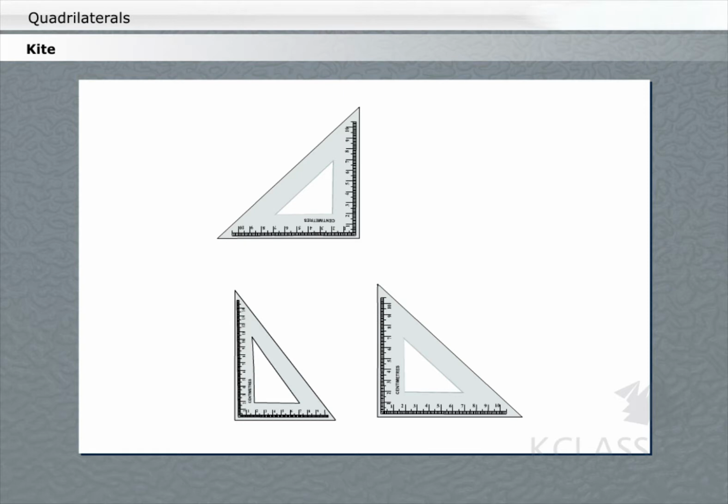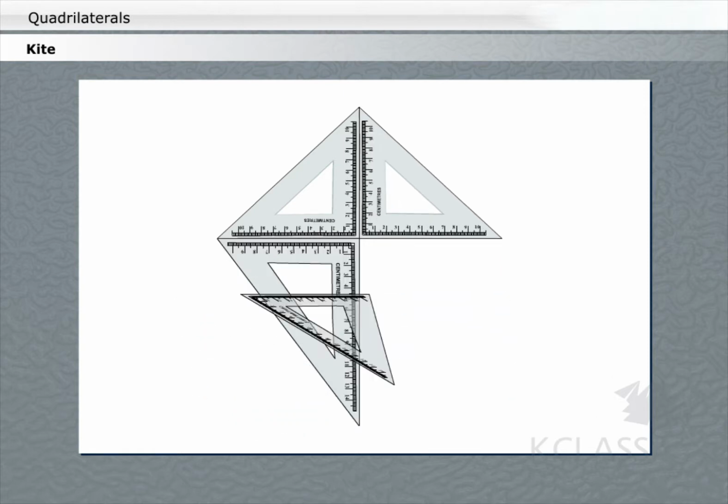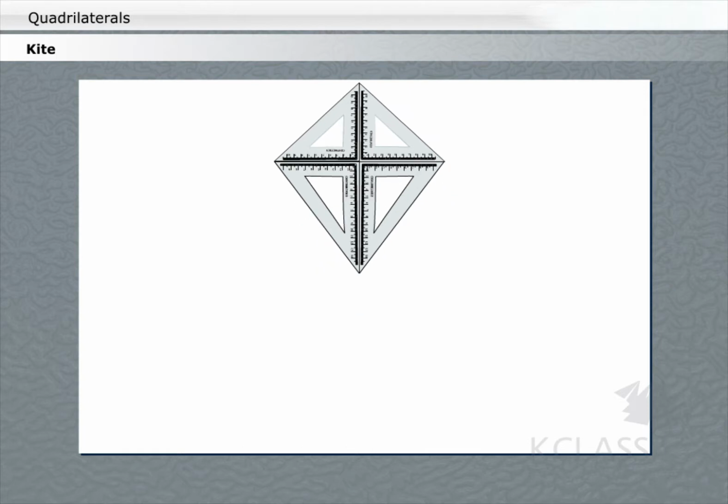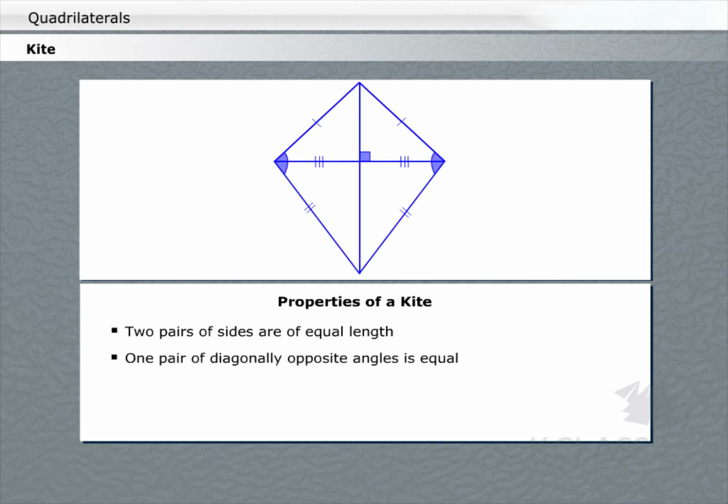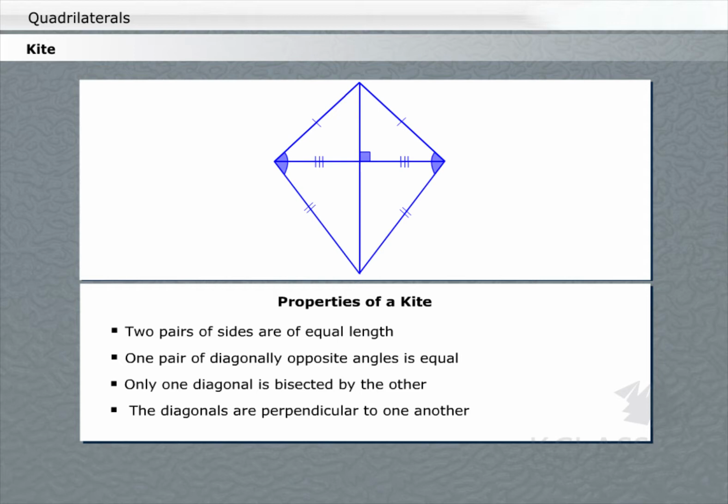Observe this. You can see set squares can be used to form a quadrilateral. Let us explore the properties of kite with the help of this figure. Two pairs of sides of a kite are of equal length. One pair of diagonally opposite angles is equal. Only one diagonal is bisected by the other. The diagonals are perpendicular to one another.